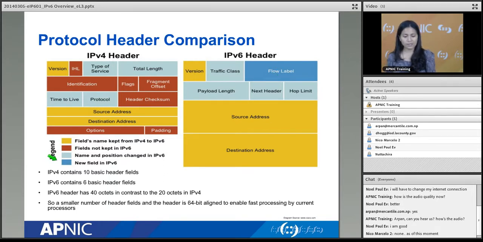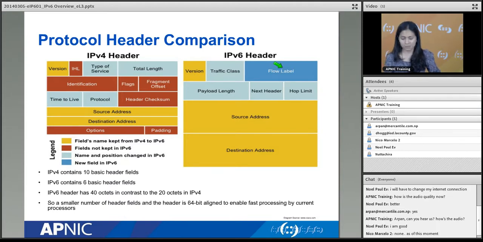You can do that with flow label. All right, so those are the different protocol headers in IPv4 and IPv6. Just to recap what we found there: IPv4 uses 20 octets or 20 bytes, but it has 10 basic header fields compared to only 6 in IPv6, right? Also, IPv6 has 40 bytes in the header. However, it is fixed size. Although it's twice the size of IPv4, it's fixed size.